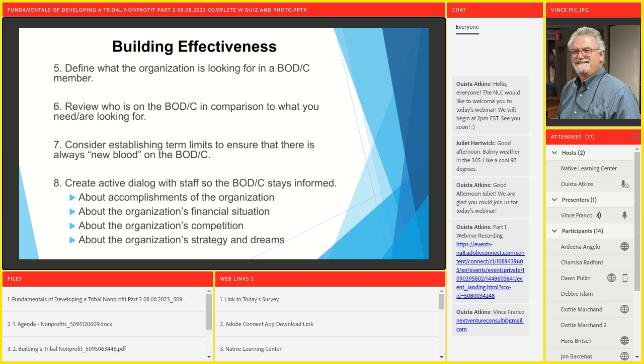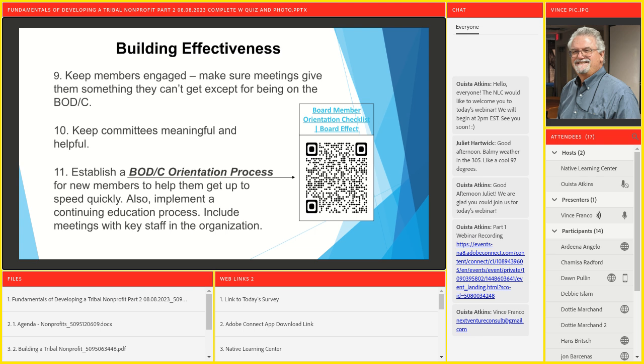But we want to position ourselves to be able to do that down the road as the organization hopefully grows, as you receive nonprofit classification and you move on. Keep members engaged at all levels, not just members, but board members, committee, volunteers. If you have them, keep committees meaningful. Use them where you need them. Don't just create them because you've got them included in your bylaws.